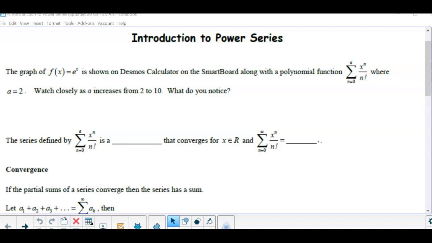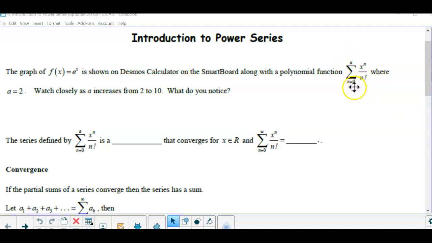We are looking at the power series today. So looking at approximating different functions with the series. Okay, so going to look at a Desmos calculator. So I've got it set up where I'm going to graph f of x equals e to the x, and then a polynomial function represented by this series here.